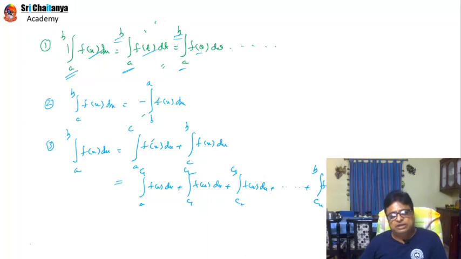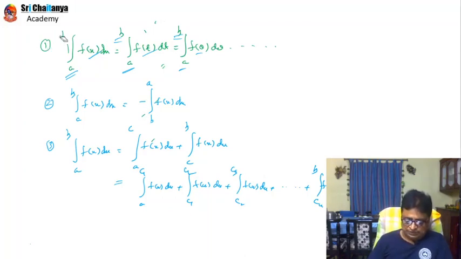Here the points c1, c2, c3 and so on, cn, are points where some of them lie inside the interval [a, b] or some of them lie outside the interval [a, b]. But anyhow, the definite integration can be written as a sum of two or more definite integrations.